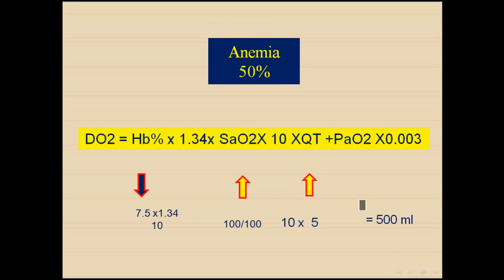What about if there is some sort of anemia, and the anemia is 50%, so instead of being 15 gram percent, this is about 7.5 gram percent? So this will lead to a severe drop in the oxygen delivery. Instead of 1000 it is 500.